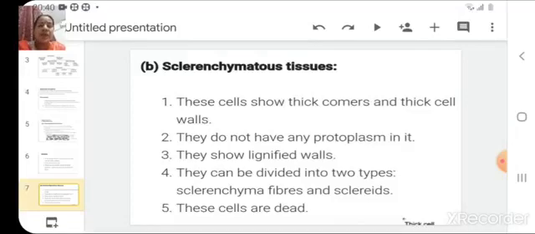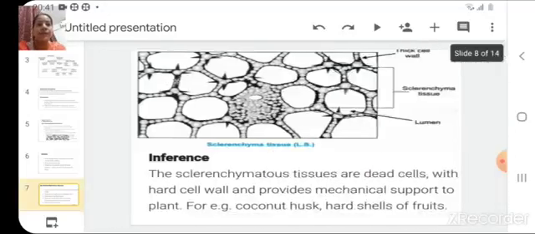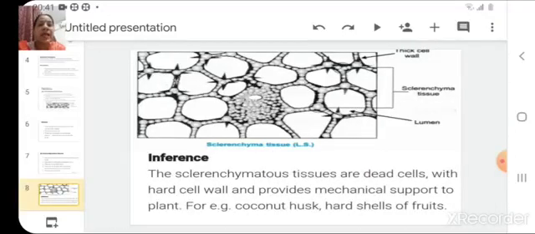In this the observation will be: these cells show thick corners and thick cell walls. They do not have any protoplasm in them. They show lignified walls. They can be divided into two types, sclerenchyma fibers and sclereids. These cells are dead cells. That is the most important point here. And here you can see LS. LS means longitudinal section, TS is transverse section and LS is longitudinal section. So here you will have to draw this diagram.